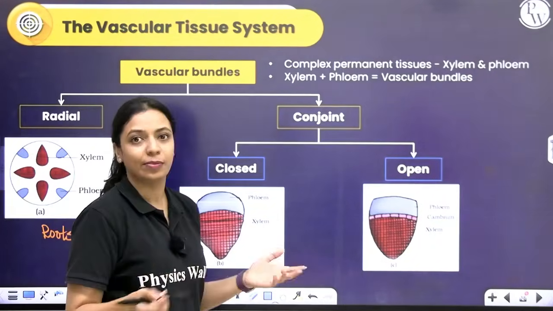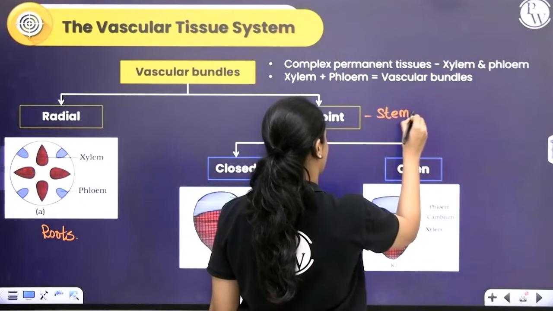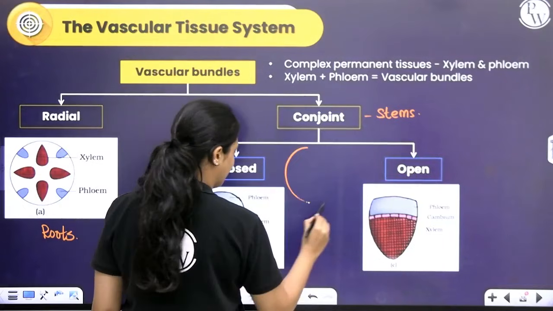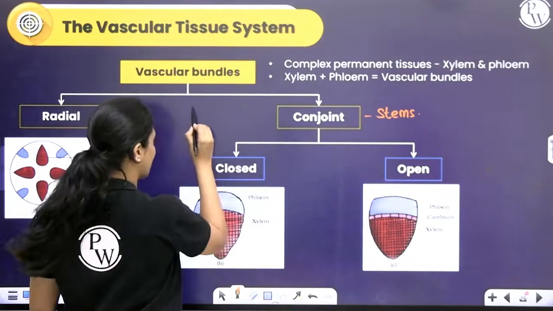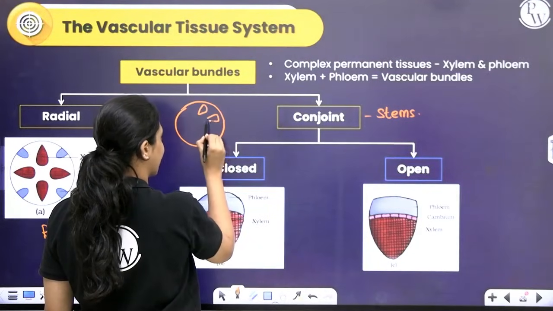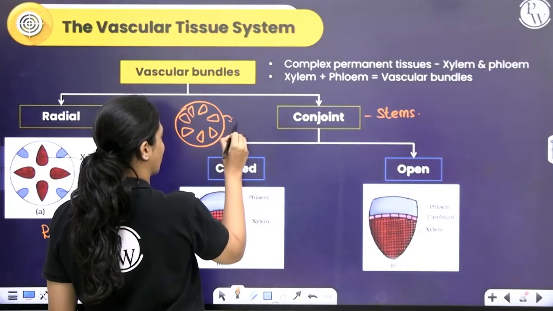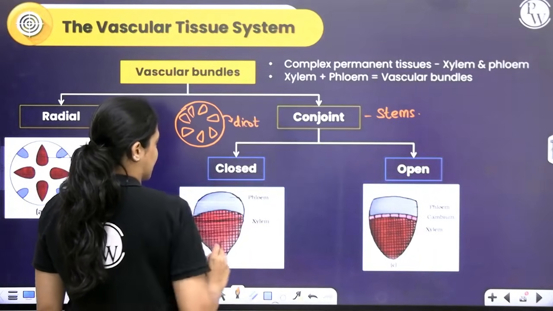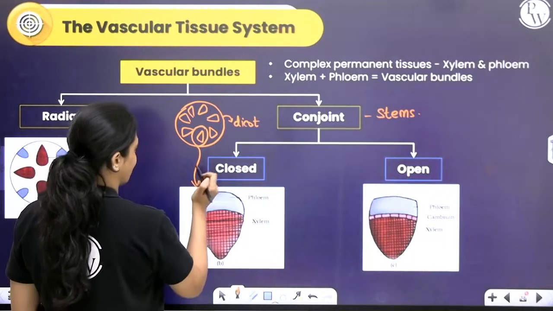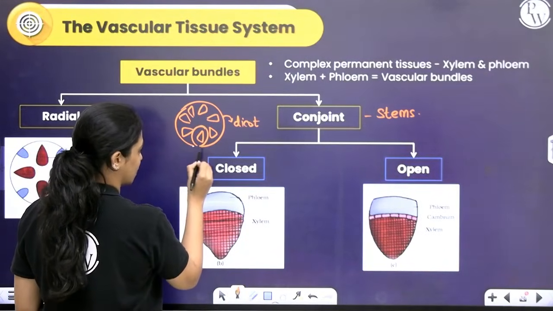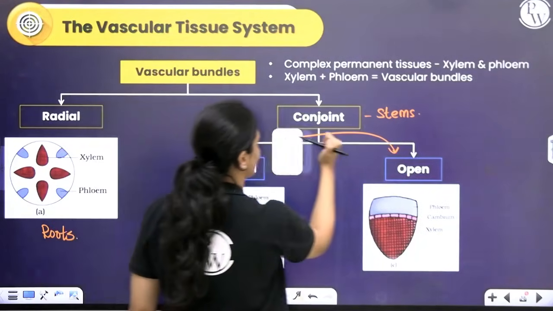Conjoint is when xylem and phloem are present in the same bundle. This can be seen in the case of stems. If you take a section of a stem, vascular bundles will be present like this, arranged inside like this. This is dicot stem. So you're looking at one vascular bundle here. This is not dicot, this is dicot. Maybe I should draw it the other way or you'll get confused in the notes.